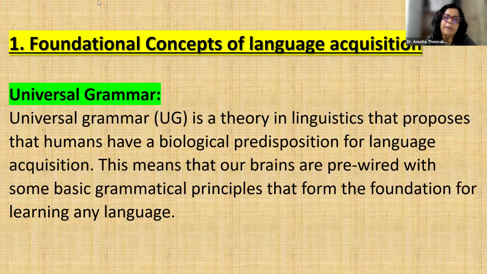Universal grammar is a theory in linguistics that proposes that humans have a biological predisposition for language acquisition. It's a kind of theory. In this theory, it is believed that biologically, human beings have some sort of predisposition for language acquisition. In other words, biologically, human beings are ready for language acquisition. If somebody was born as a human being, that person has a capability biologically to acquire a language.